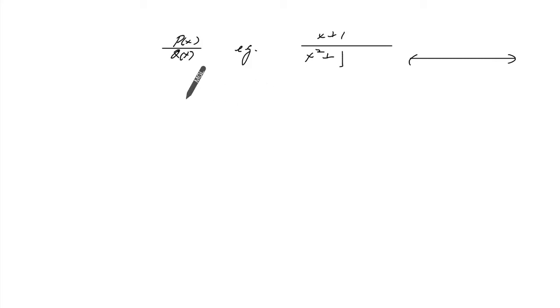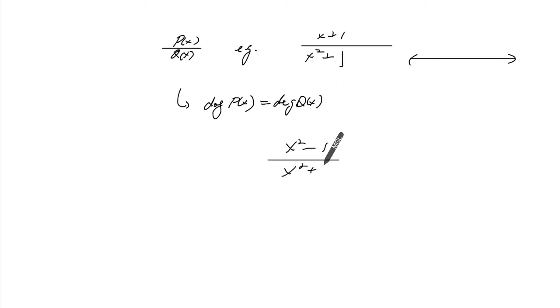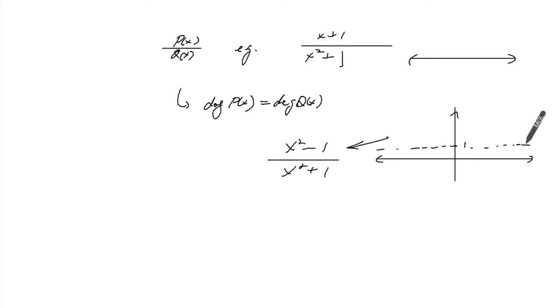If the degree of p(x) is equal to the degree of q(x), then the asymptote is not the x-axis, it's the division of the leading coefficients. In this case, it's 1. So all of these eventually approach the asymptote somehow.